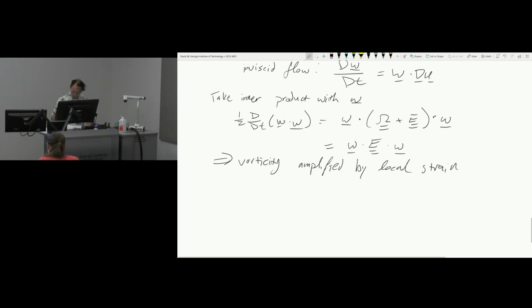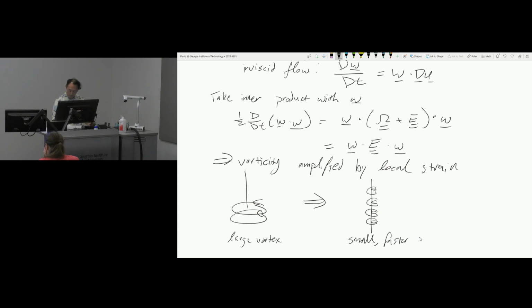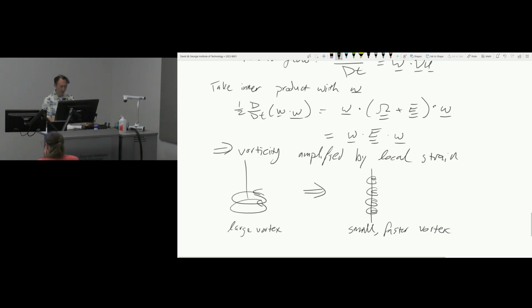In the example we had, this is the direction that stuff is spinning. We had a large, slow vortex. And as I spun that around, it became a smaller, faster vortex, all around the same axis. That's the tendency of where stuff goes if you have a strain.